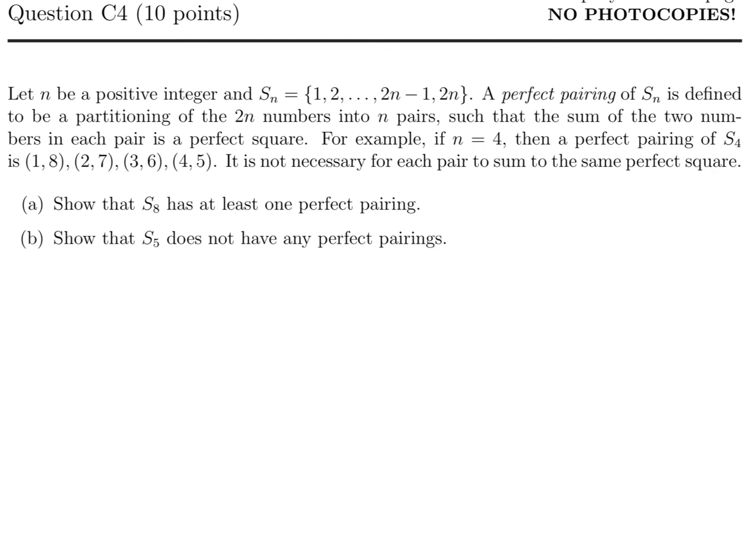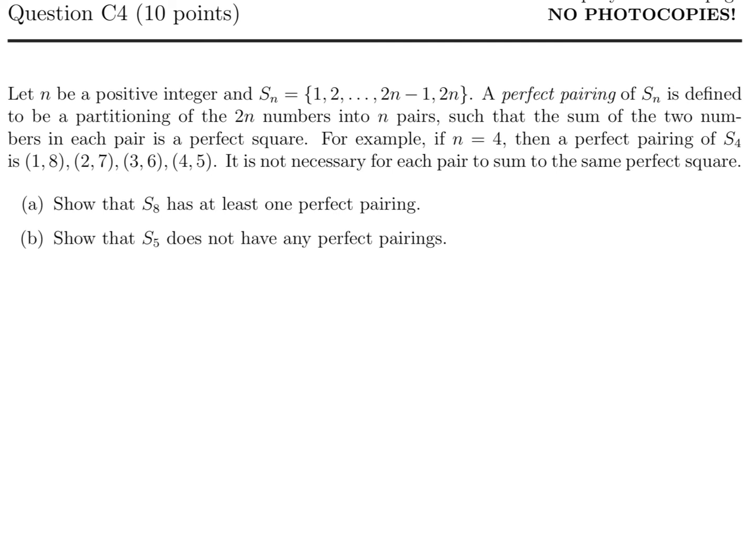Let n be a positive integer, and Sn is the set 1, 2, ... until 2n minus 1, 2n. A perfect pairing of Sn is defined to be a partitioning of the 2n numbers into n pairs, such that the sum of the two numbers in each pair is a perfect square.